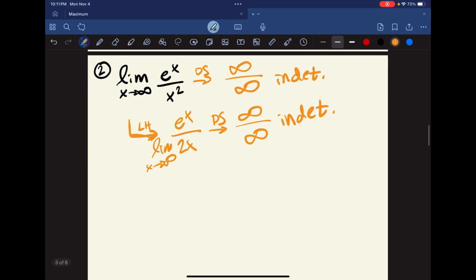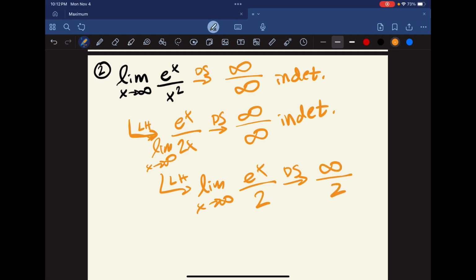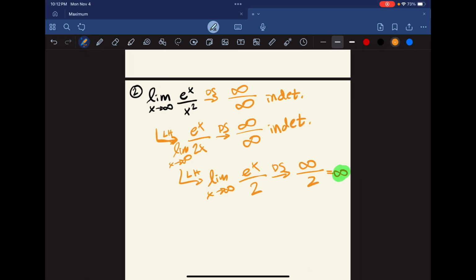And so if we use it one more time, we use L'Hopital's rule on this limit as x approaches infinity. The derivative of e to the x is still just e to the x, and the derivative of 2x is just 2. So now we do direct substitution, and e to the infinity is still infinity, but divided by 2, infinity divided by 2 is just infinity. So we would get an answer of infinity here for this question. So sometimes you need to use it more than once.